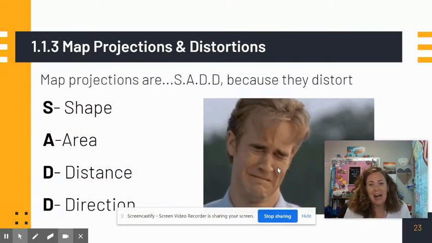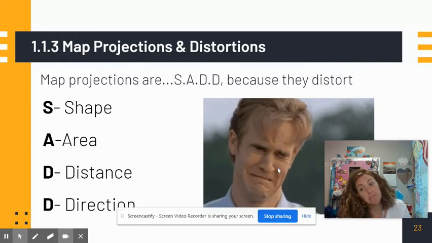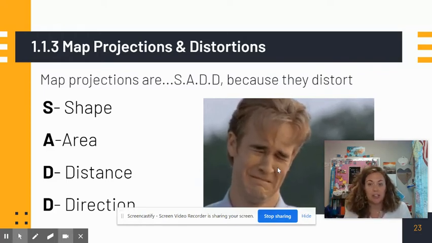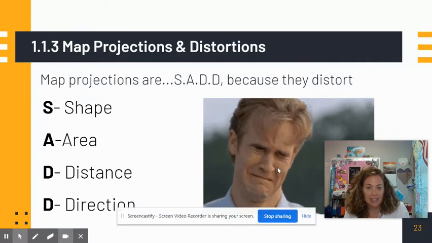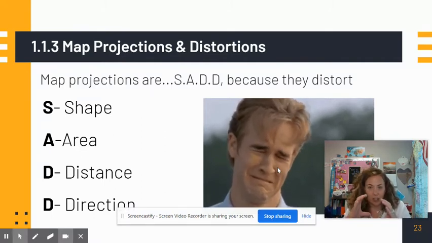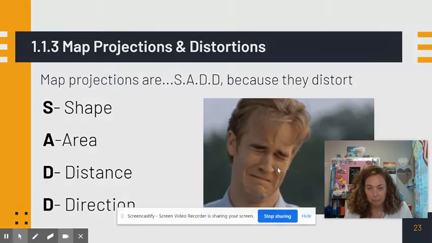All right, so map projections distort these four things: the shape of land masses, the area of the landmass. So again, that kind of goes with the shape, but it's also the size, the relative size of it, the distance between certain land masses, and then finally directionality. Remember, we're dealing with a sphere that is round, and the directions are infinite. And so depending on the map projection would obviously impact that.